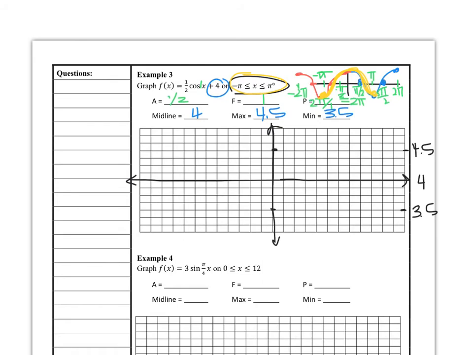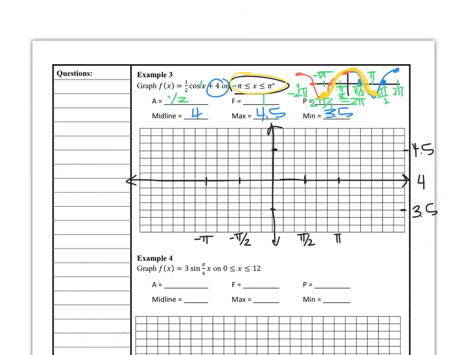And then we've got to get this out to just pi, so I'm going to use 3 boxes for every 90 degrees, or in this case, it would be pi over 2. You can come up with whatever scale that you want on your x values, but it's just got to be consistent.